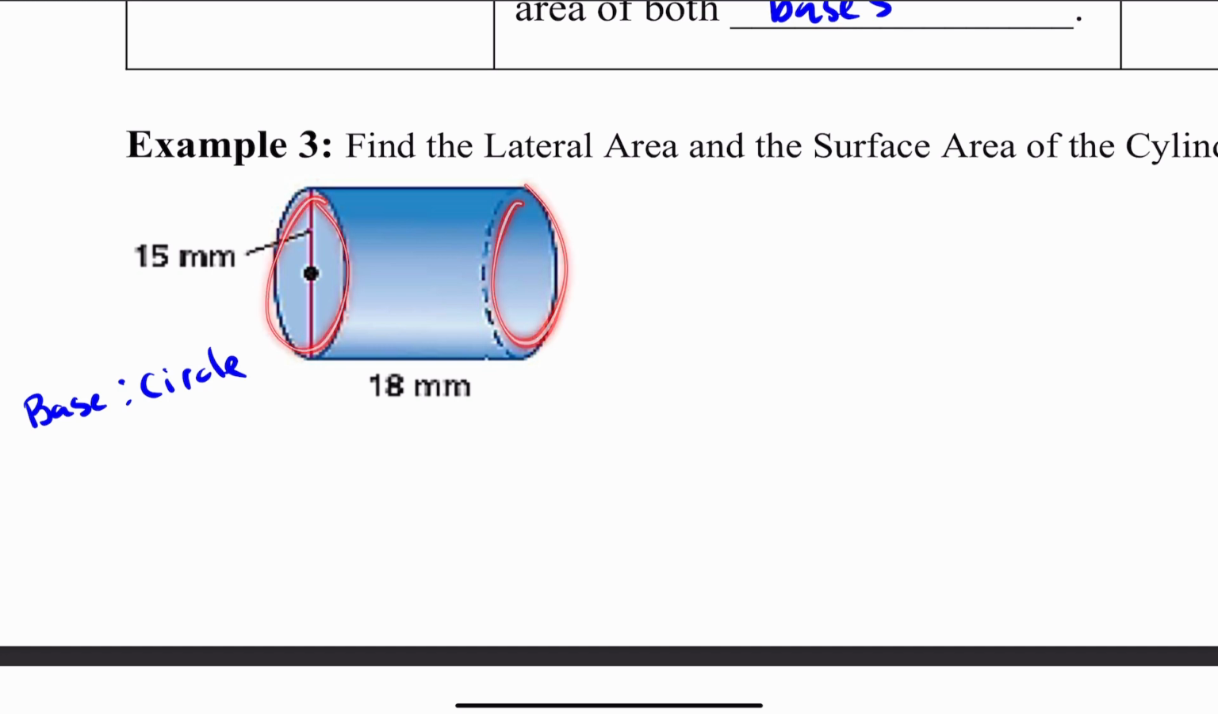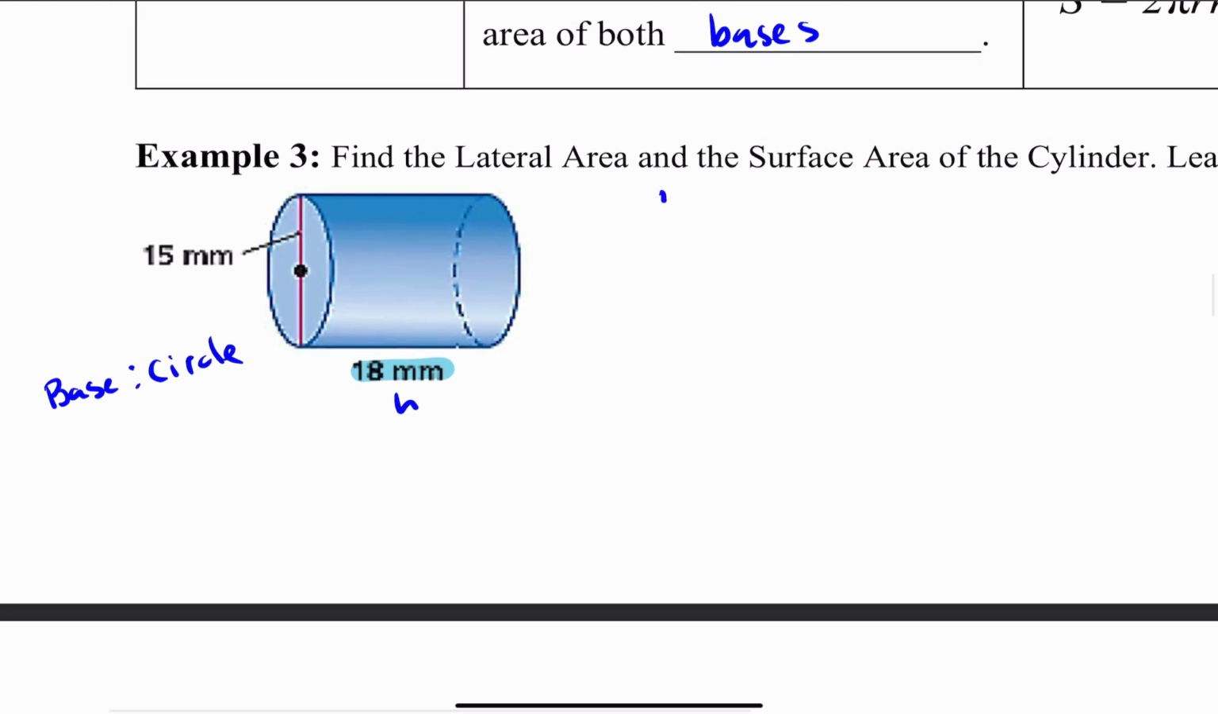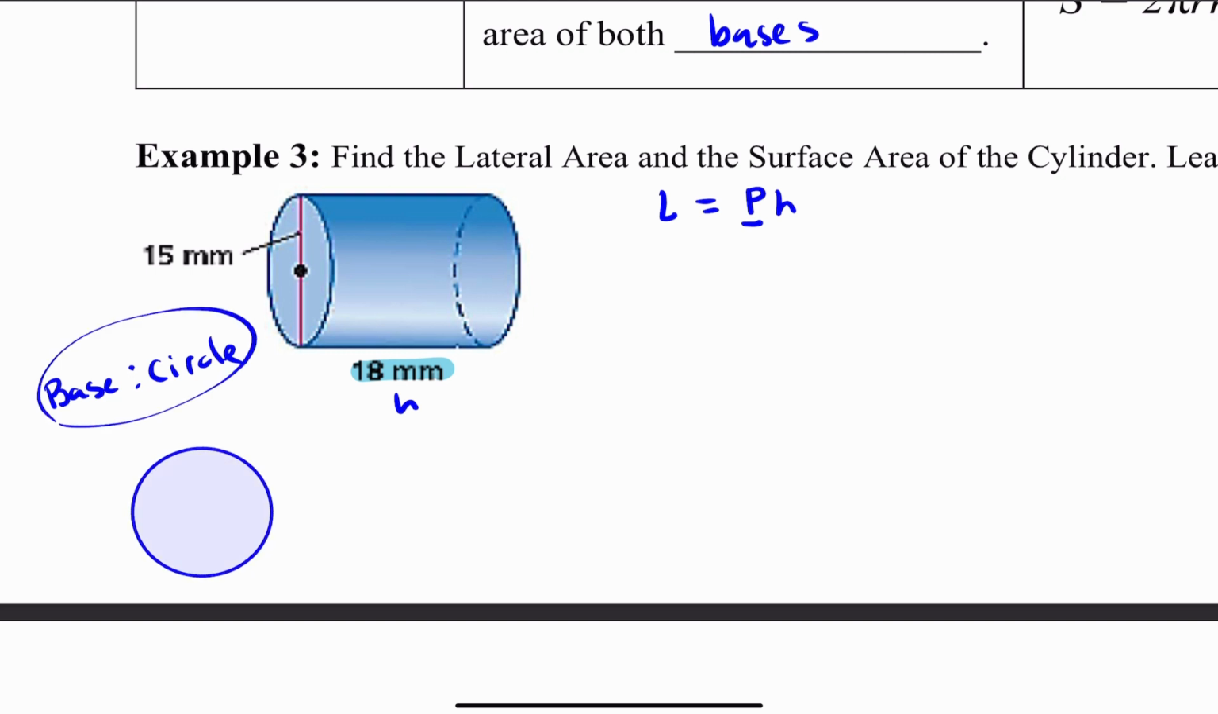These two things are facing each other, separated by the height. So I'm going to highlight the height here and put h underneath. So the lateral area, so L equals the perimeter of the base multiplied by the height. The perimeter of the base is a circle. So to find the perimeter of the circle, it's basically saying you need the circumference of that circle.